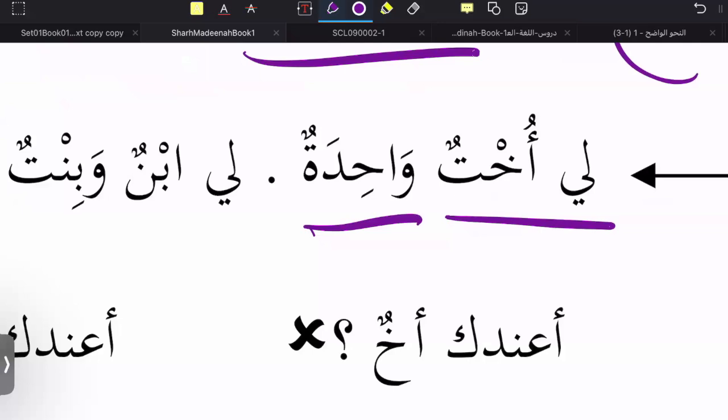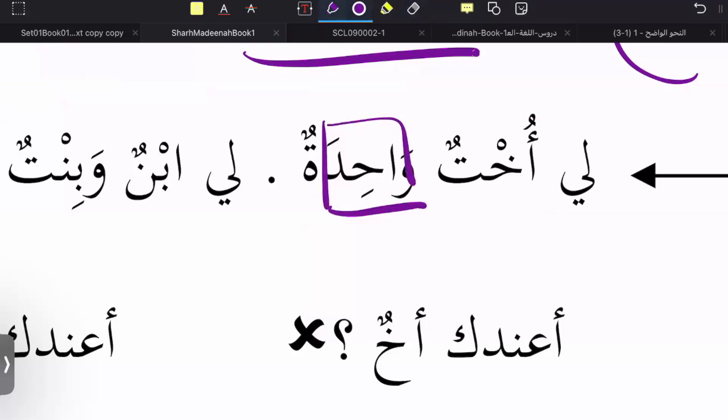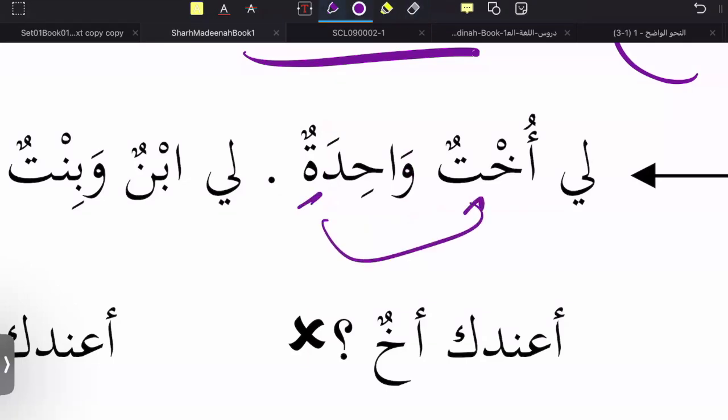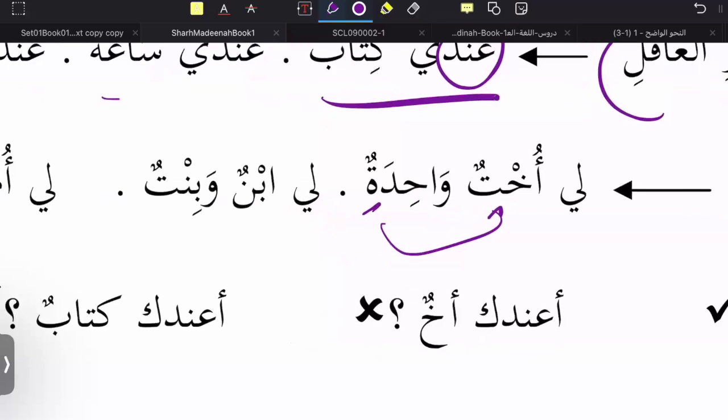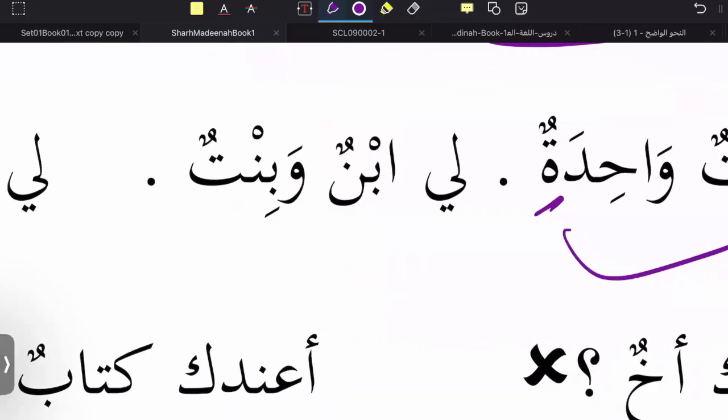I have one sister. Look, even here we're using an adjective. The word for one is wahid, but we're adding ta marbuta because we're describing ukht, which is a female, mu'annath. Then you say li ibnun wa bintun. I have a son and a daughter.